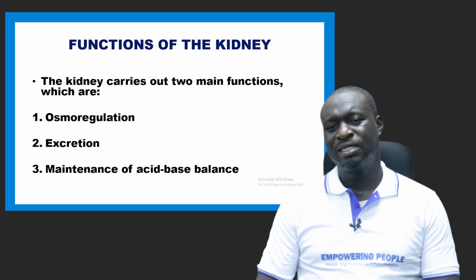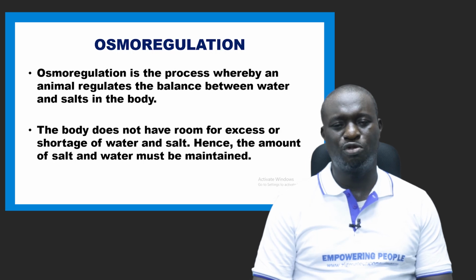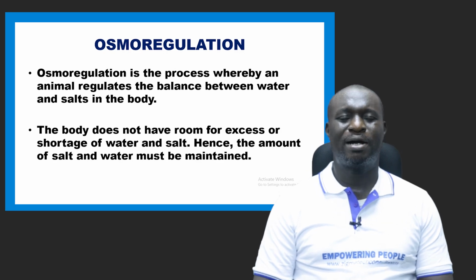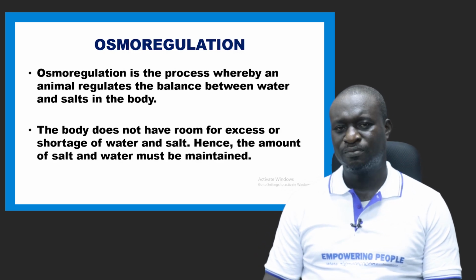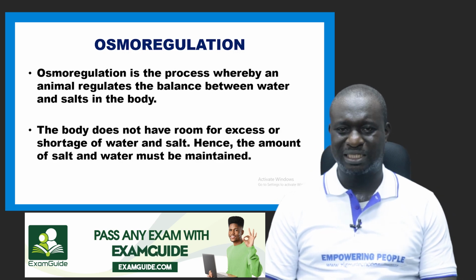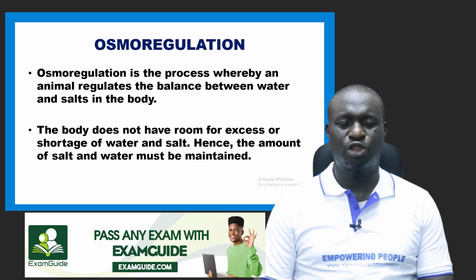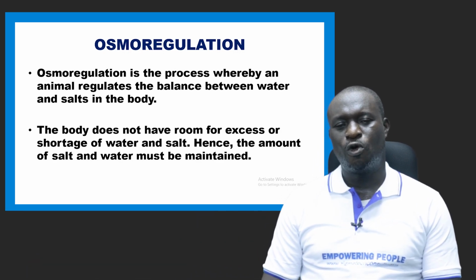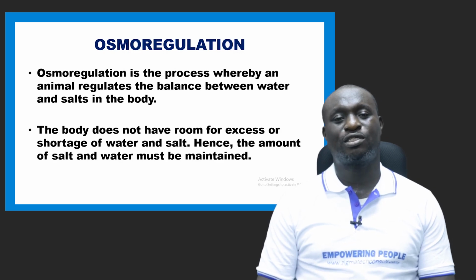We're going to be looking at the functions of the kidney very briefly. The first one we said is osmoregulation. Now, quickly, let me define osmoregulation again. It is the process whereby an animal regulates the balance between water and salt. Now, the body does not have room for excess or shortage of water and salt. The body does not have room for excess water to be stored. The body also does not have room for excess salt to be stored.